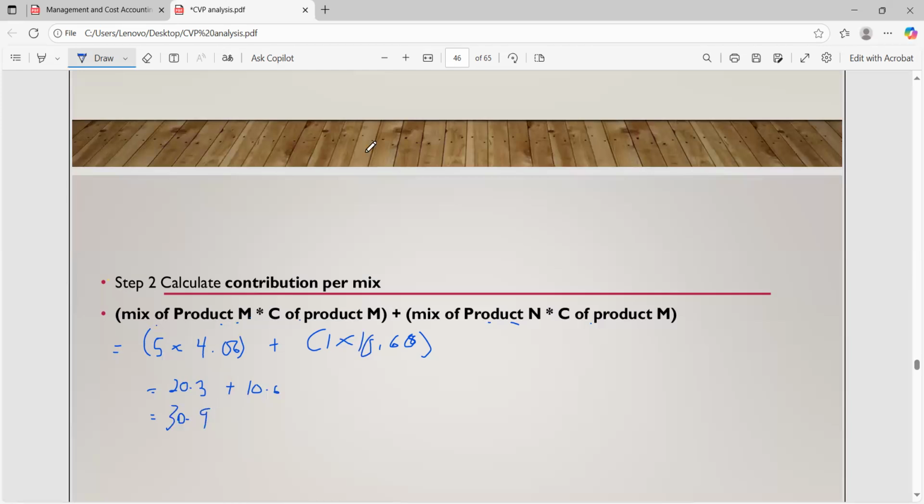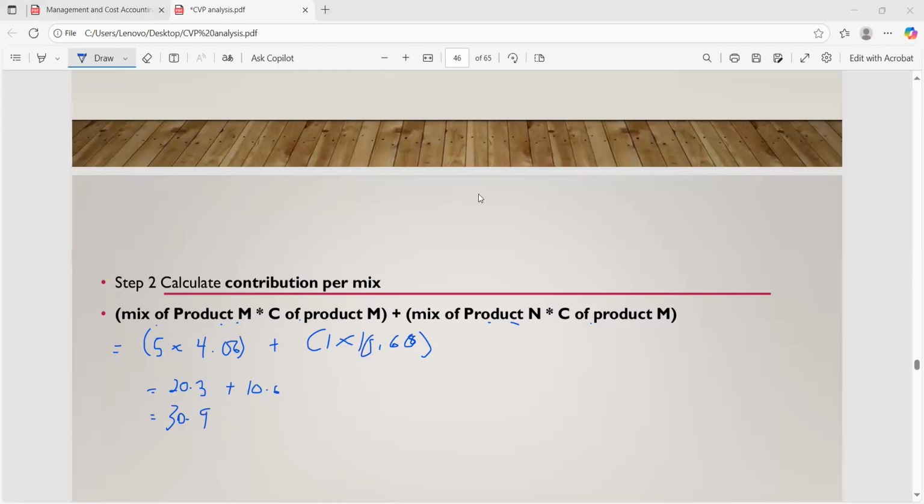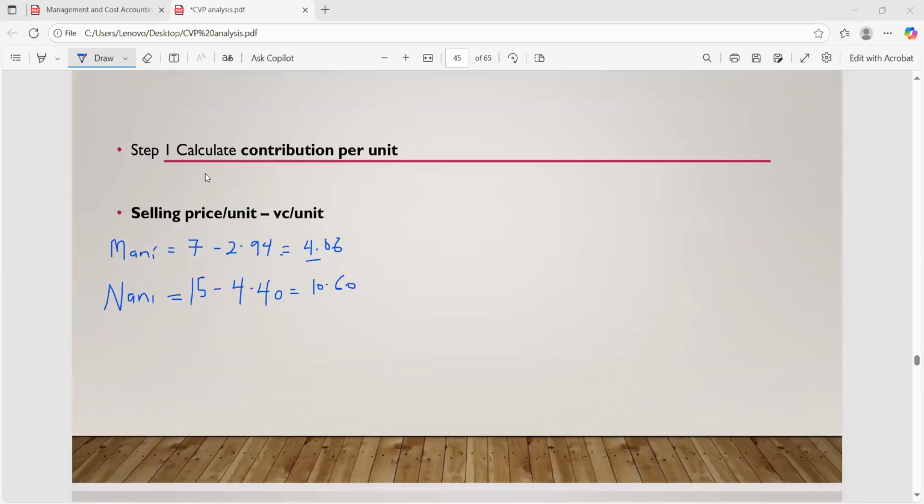Please, who is lost? Let me find you soon. So you find their individual contribution mix. You find their individual contribution, then you proceed by finding their... I believe you don't have a question to ask because you all understand. All right, so let's proceed to the next step, which is step 3.